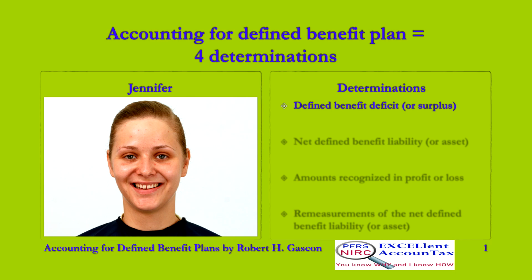The present value of the defined benefit obligations, minus the fair value of any plan assets. The defined benefit deficit, or surplus, adjusted for any effect of limiting a net defined benefit asset to the asset ceiling. The service cost, and the net interest on the net defined benefit liability, or asset. And the remeasurements for actuarial gains and losses, remeasurements for return on plan assets, and remeasurements for any change in the effect of the asset ceiling.